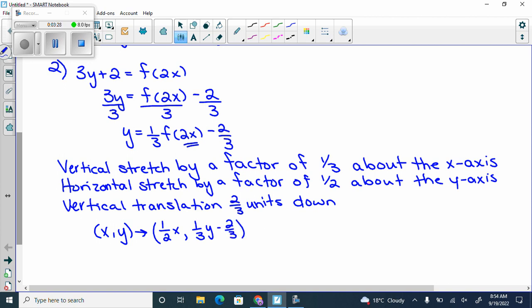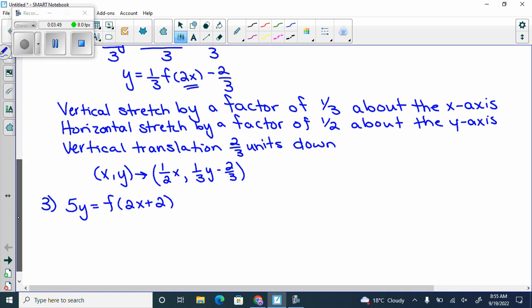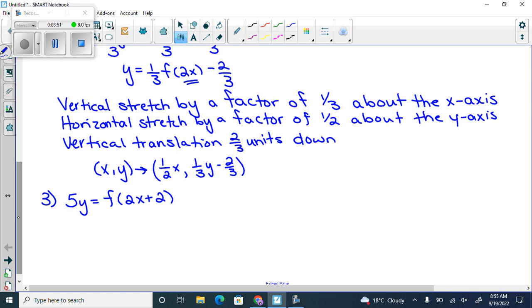The third one, I set you up for disaster. Because I set you up to do something that I haven't shown you that you have to do yet. So I'm expecting it to be wrong, because you've not learned it. Okay? So 3 has 5y equals f of 2x plus 2. We've never had a horizontal stretch with a horizontal translation before.